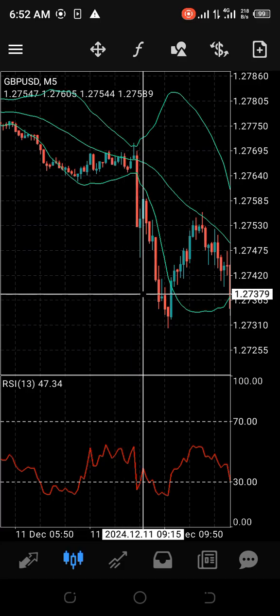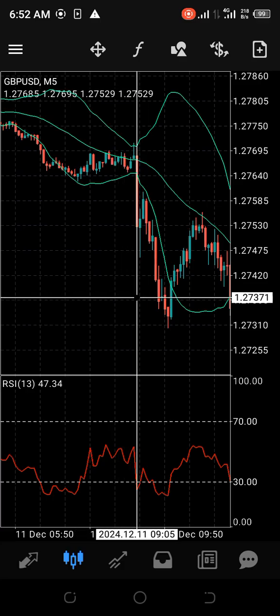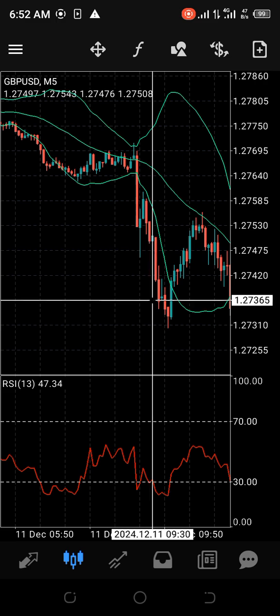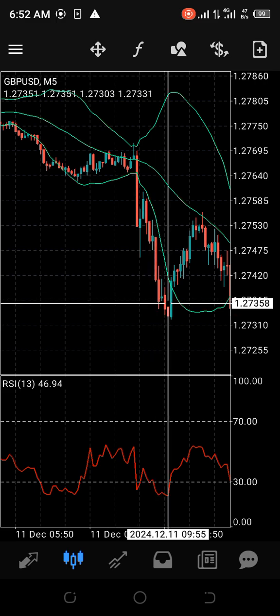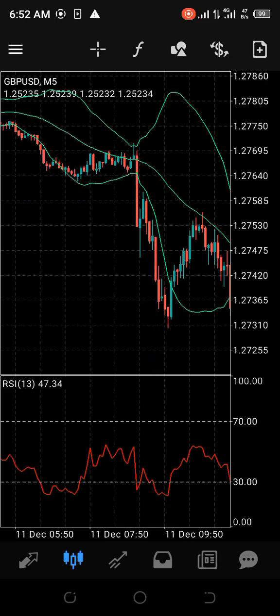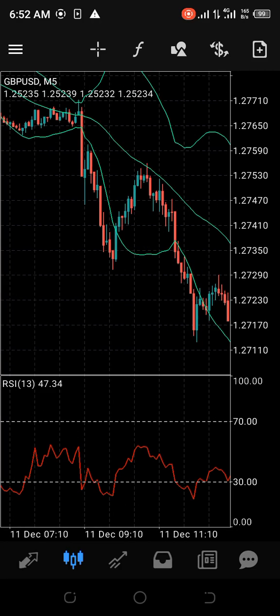Here, it breaks below the lower band. Gives us a green candle. It's a losing trade. We have now 3 losing trades. So far, we have had 3 losing trades from 26th November to December 11. If you count the trades that we've taken so far, okay, we have 3 losing trades.